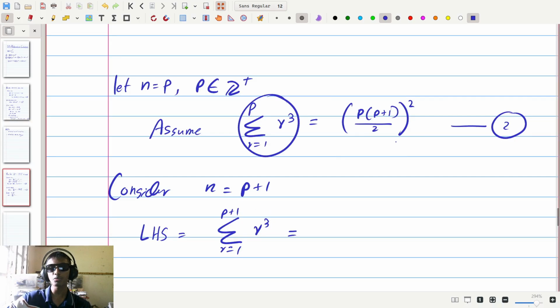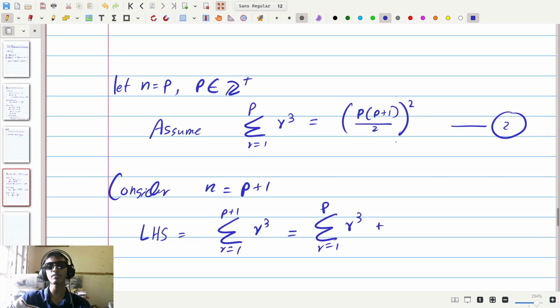In order to use this, what I'm going to do is actually break this sum from r equals 1 up to p plus 1 into the sum from r equals 1 up to p and the final term when r is equal to p plus 1. As in here, what we have is r equals 1, r equals 2, up to r equals p and r equals p plus 1. I'm going to break that sum into the sum from r equals 1 up to p of r cubed plus the very last term, which I know is the value of r cubed when r is equal to p plus 1, which I'm going to write down as p plus 1 cubed.